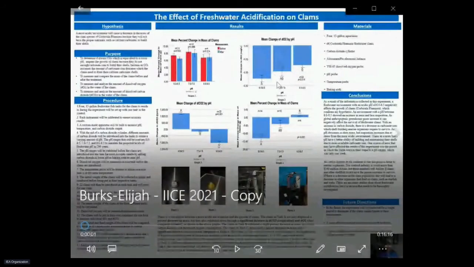My name is Burks. I'm a senior cadet at Magna High School. Today I'm here to present to you the effect of freshwater acidification on clams.